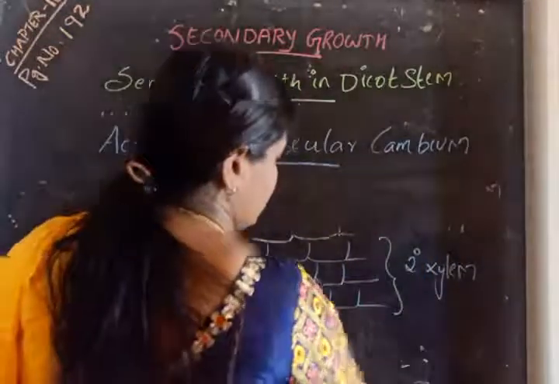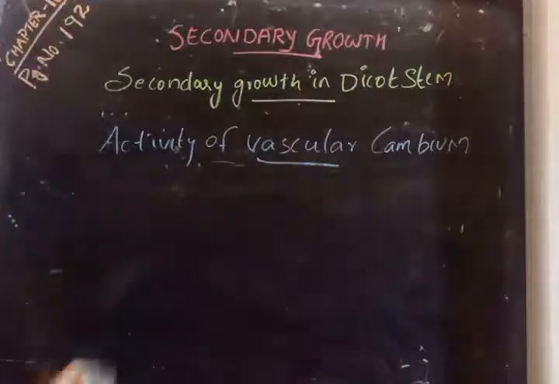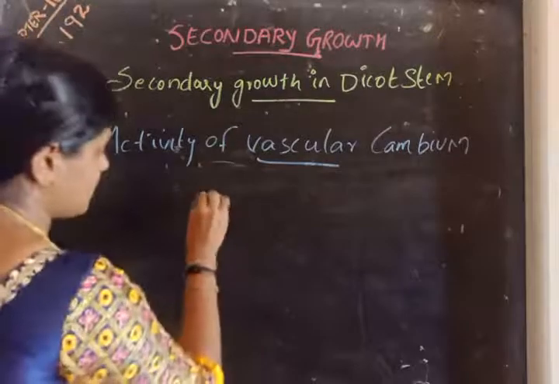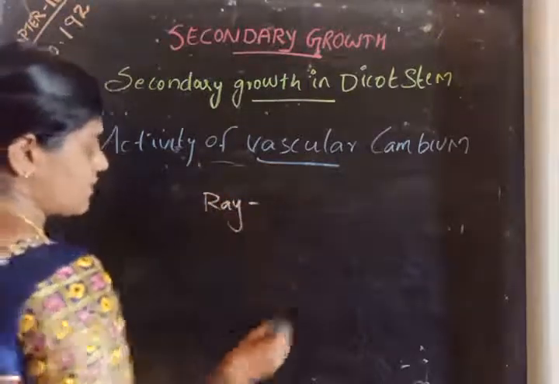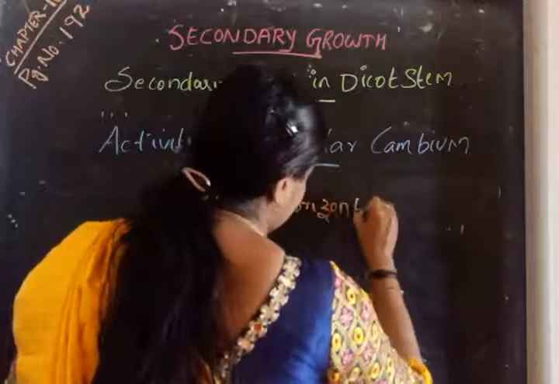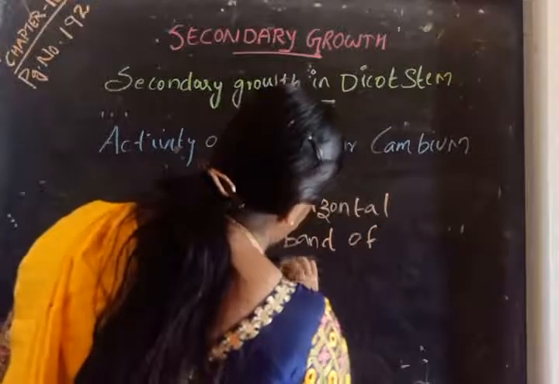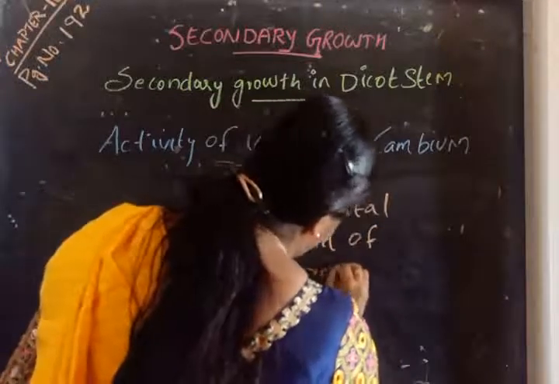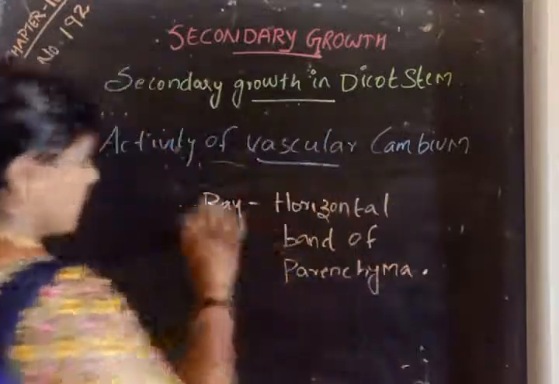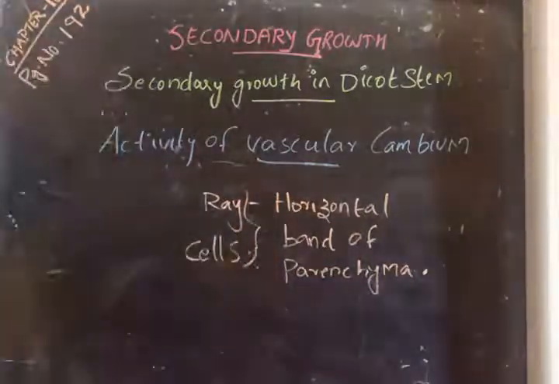So, through the secondary xylem and secondary phloem, a parenchymatous horizontal band is passing. Horizontal band of parenchyma cells is passing through the secondary xylem and secondary phloem, called as ray cells.